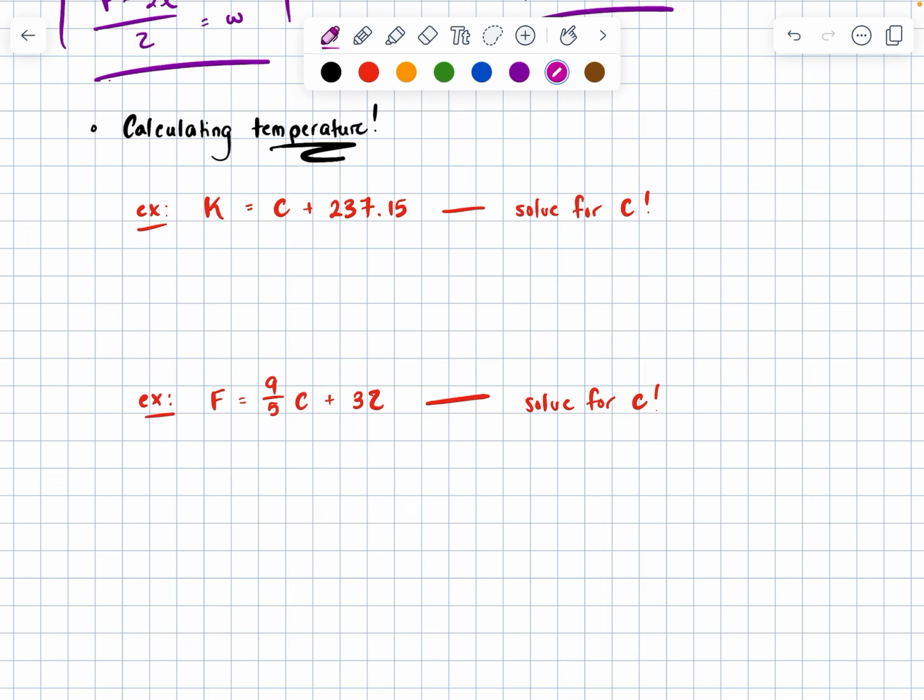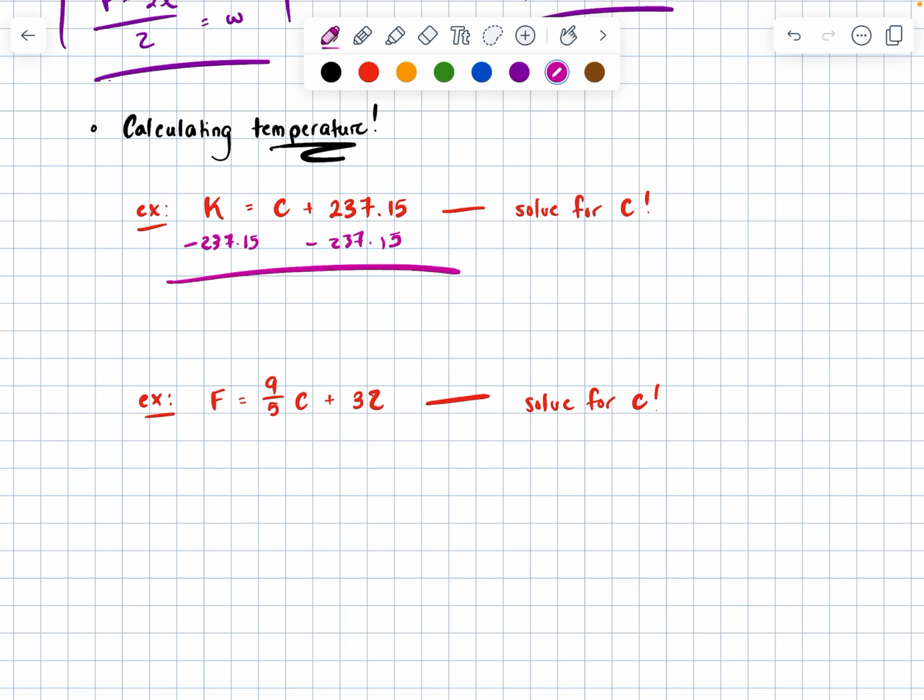So we'll do this one together super quick. If I want to get C by itself, well, what's standing in the way? I have 237.15. It's connected to the C. I want to get rid of it. How am I going to do it? Well, I can use subtraction. So I'm going to subtract my 237.15 from both sides.